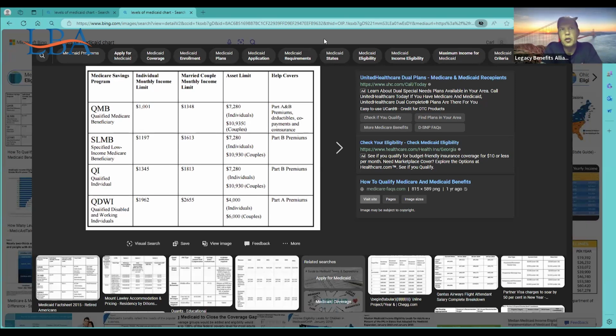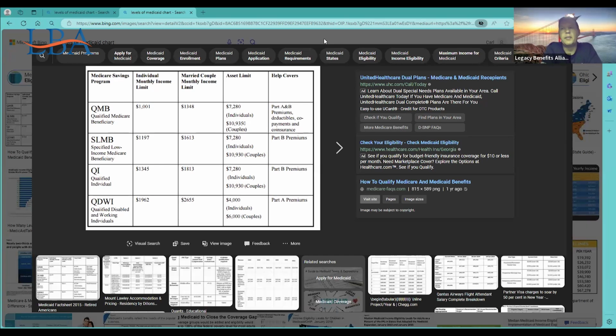So extra help is pretty easy to understand. It only affects drugs. It does give you an SEP, and it is a federal benefit. So that means that all states have the exact same requirements for extra help.